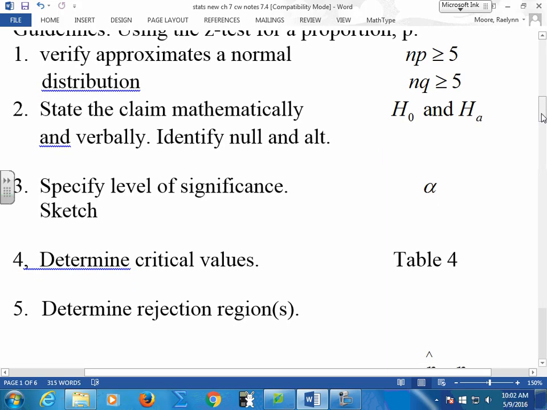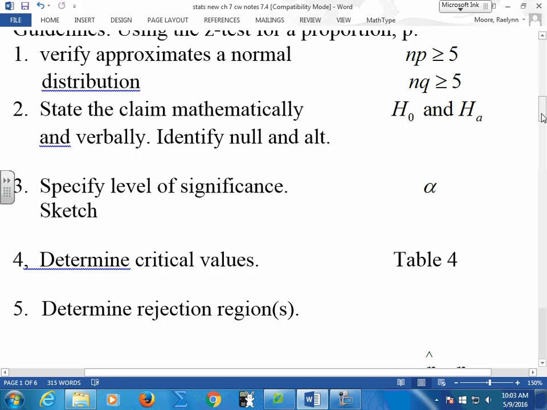Instead of where we verify, do we have n greater than or equal to 30, or did it tell us it's an approximate normal distribution, we test it. n times p greater than or equal to 5, n times q greater than or equal to 5. We still list your claim. We identify H0 and HA. We sketch. We identify which tail it's in. It's kind of very repetitious.